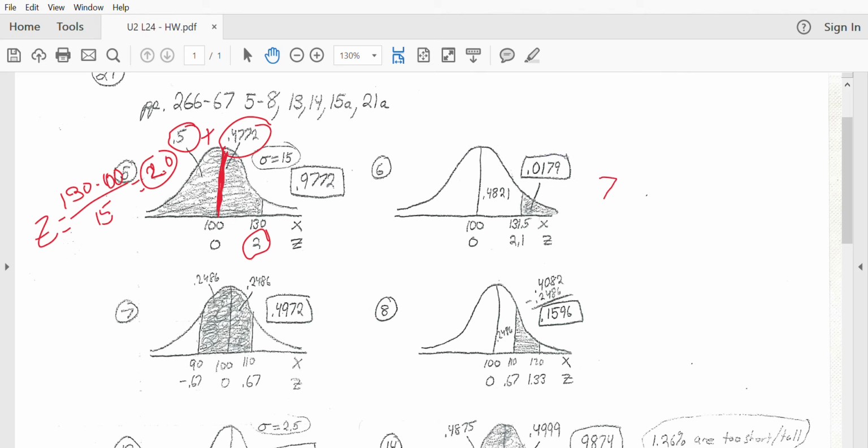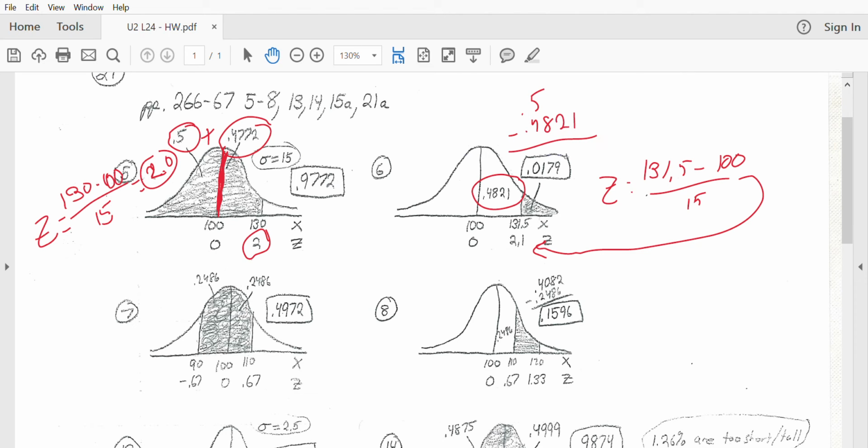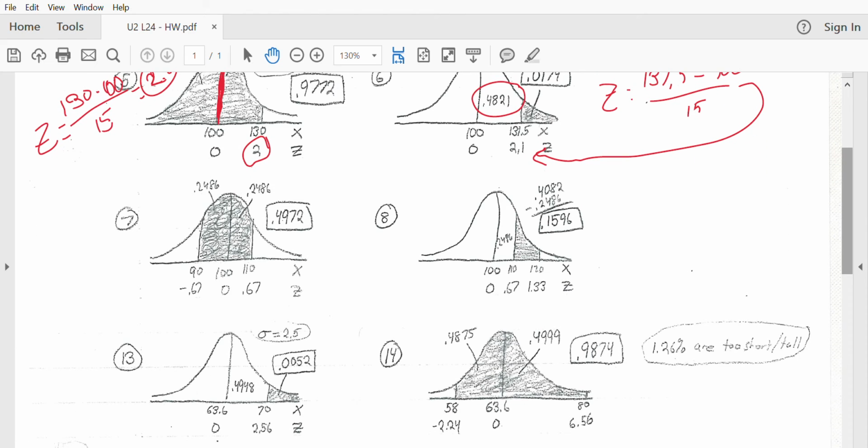Number 6, find the probability of getting an IQ score greater than 131.5. So I did 131.5 minus 100 divided by 15, and that is how I got my z-score of 2.1. I looked up 2.1 on my z-table. Again, you go down to 2.1, and it's the first area you see there. That's 0.4821. I then take 0.5 and subtract 0.4821 from it, and that's how I get my resulting answer of 0.0719.